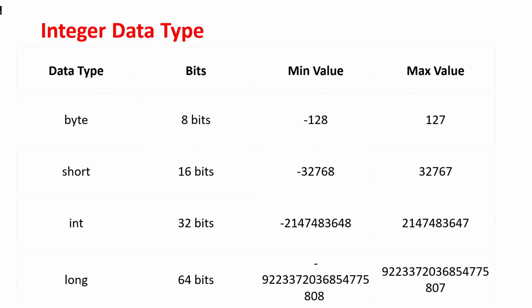And next is the integer data type. It takes 32 bits of memory, and its minimum value is -2147483648, and the maximum value is 2147483647. And the next one is long. It takes 64 bits of memory, and its minimum and maximum values are as shown. Let's talk about it by doing one practical.